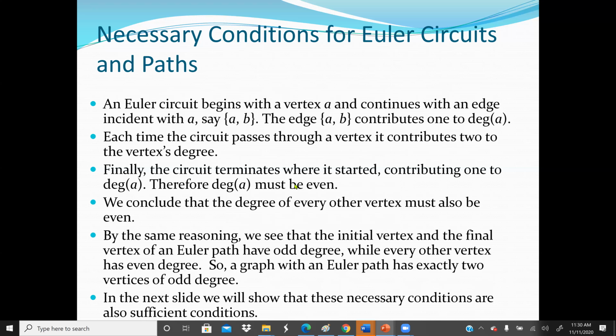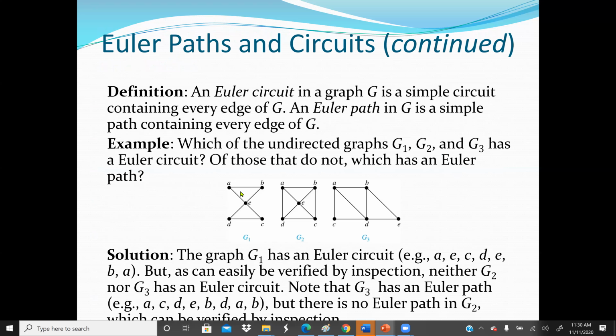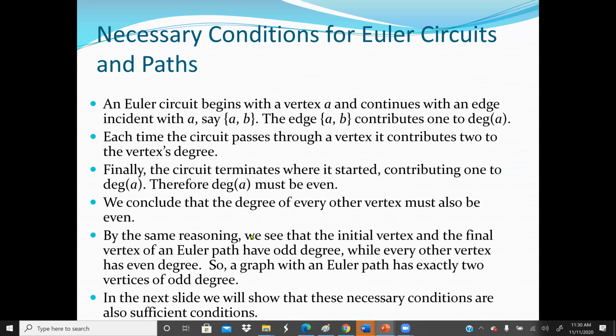We can even see this from the diagram. We said this is an Euler circuit. We start from A and we end at A. So we can see that A is even, the number of edges is 2. But here you can see that A is 3. That's why we couldn't start and end at A. So we conclude that the degree of every other vertex must also be even. This is for the Euler circuits.